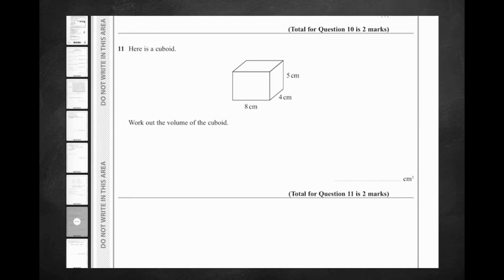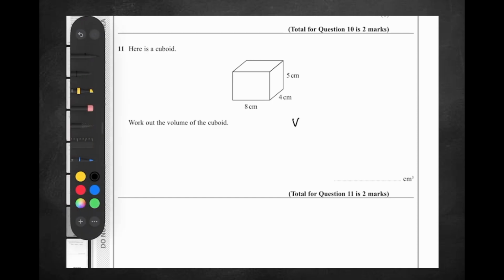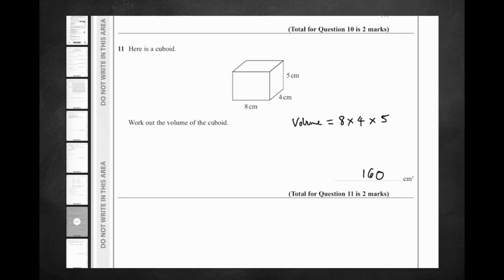Question 11. Here is a cuboid. Work out the volume of the cuboid. So the volume is going to be 8, which is the width, multiplied by 4, which is the depth, multiplied by 5, which is the height. And we can do that on our calculator. 8 times 4 times 5, 160 centimeters cubed. Making sure we check the units match the diagram, which they do.